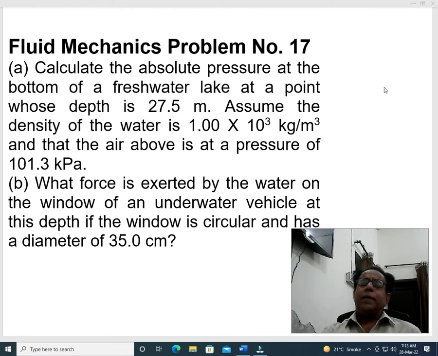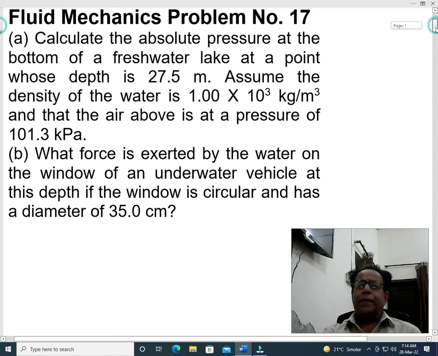First I come to those two tables in which these two values are given. That is density of water 1000 kilogram per meter cube and standard atmospheric pressure, that is 101.3 kilopascal, or 1.013 into 10 raised to the power 5 pascal.